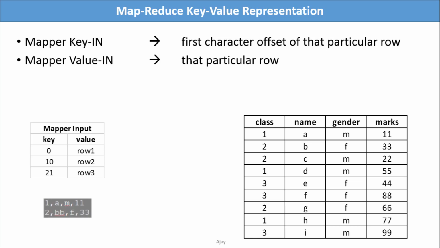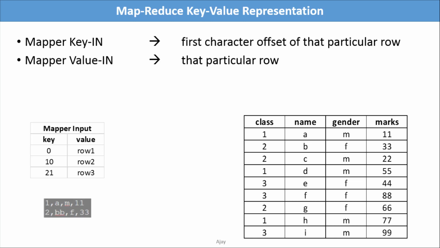Assuming that the data is present in a CSV file, the first row would look like the one which is blinking. The characters are counted from 0. So the key for the first iteration would be the first character offset of the first row, which is 0. And the value would be the entire row itself.